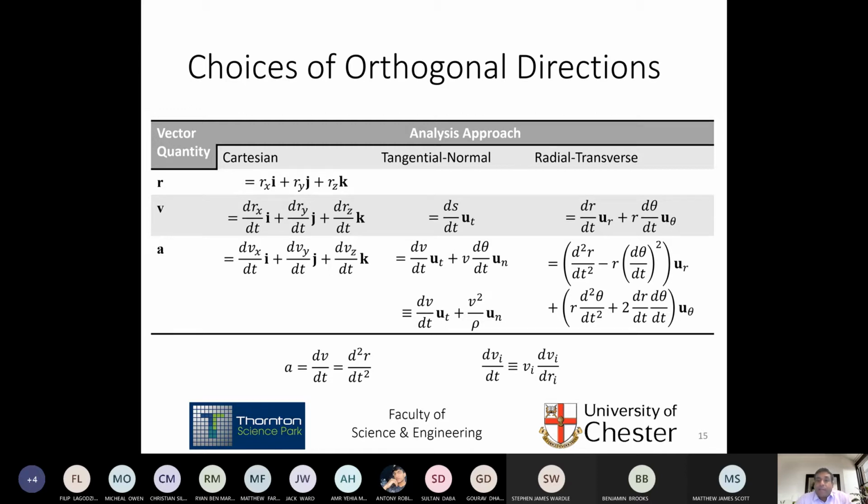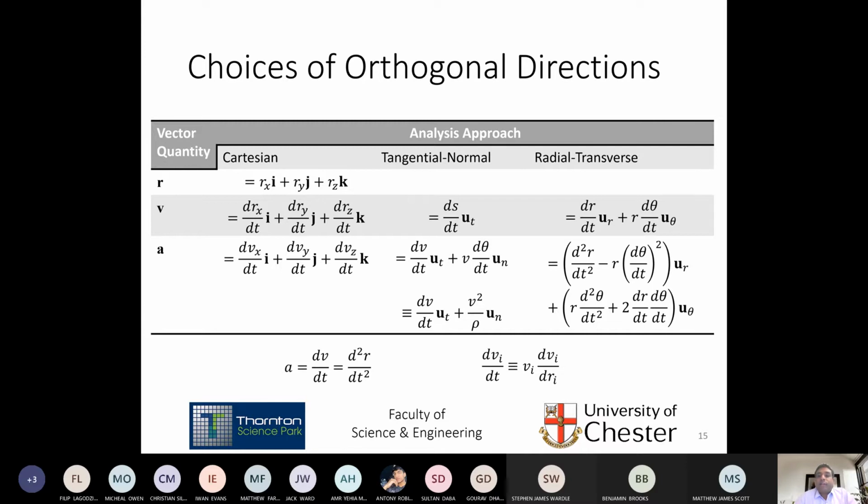Likewise, for the radial and transverse directions, we can write the velocity as dr dt ur plus r d theta dt u theta. Note the component in the theta direction. If there is a change in the angle with time, we get a component r d theta dt u theta. You'll typically get this if you're moving in a spiral, for instance, and coming down.